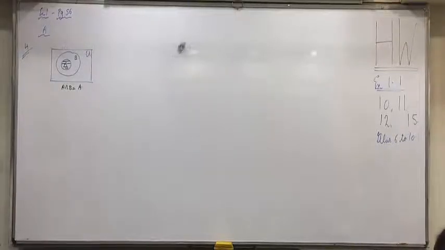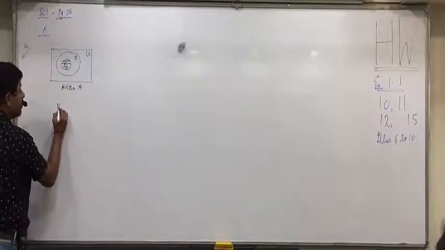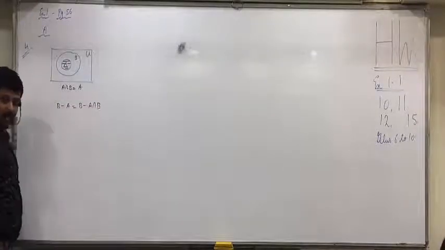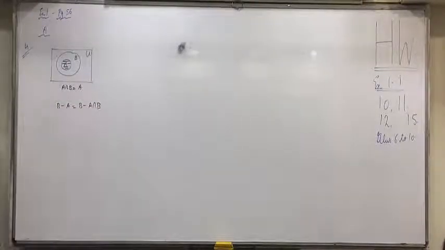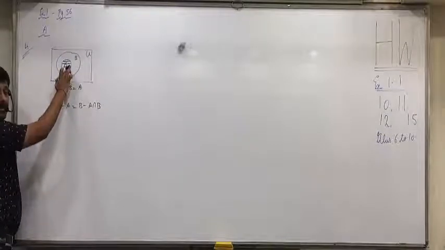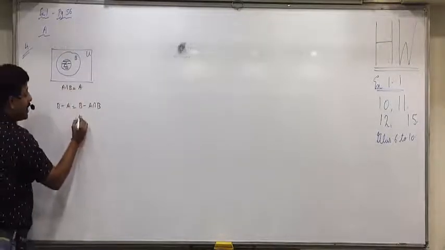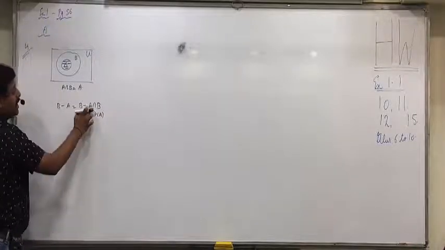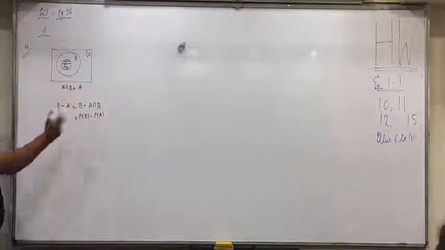B minus A. Normally, what is the formula of B minus A? B minus A intersection B. And here what is A intersection B? A itself. So can I write it as PB minus PA itself? Because A intersection B is equal to A itself.